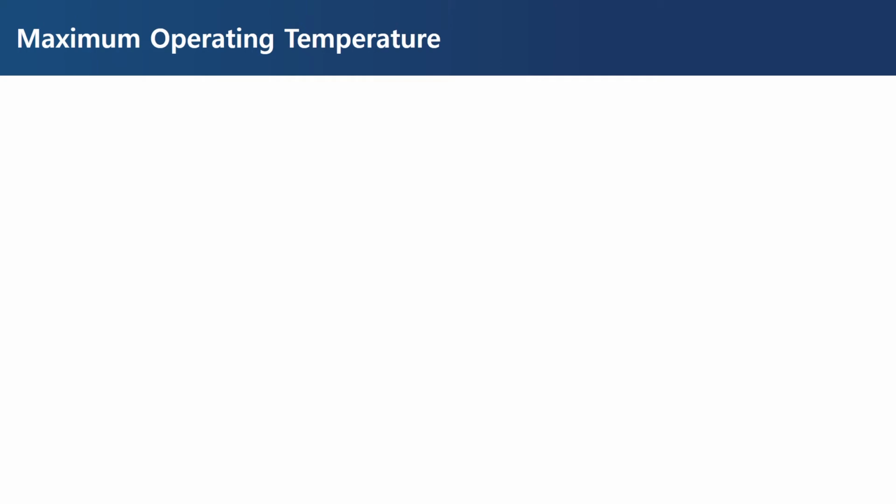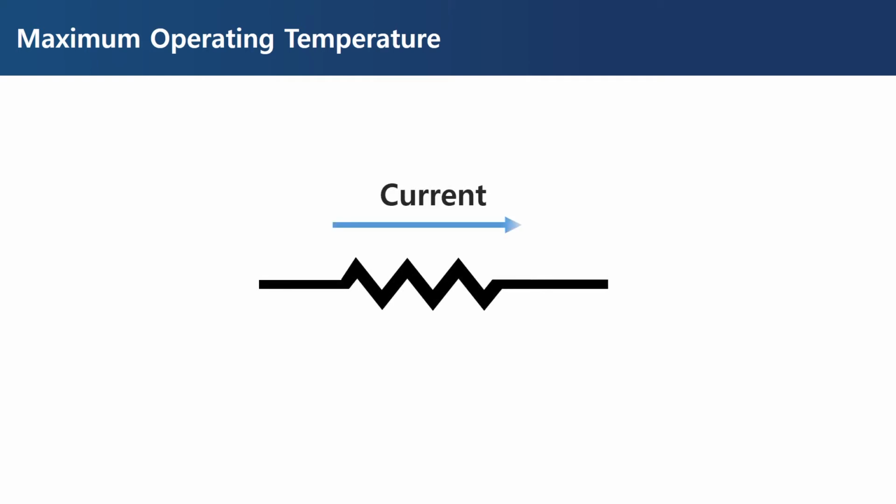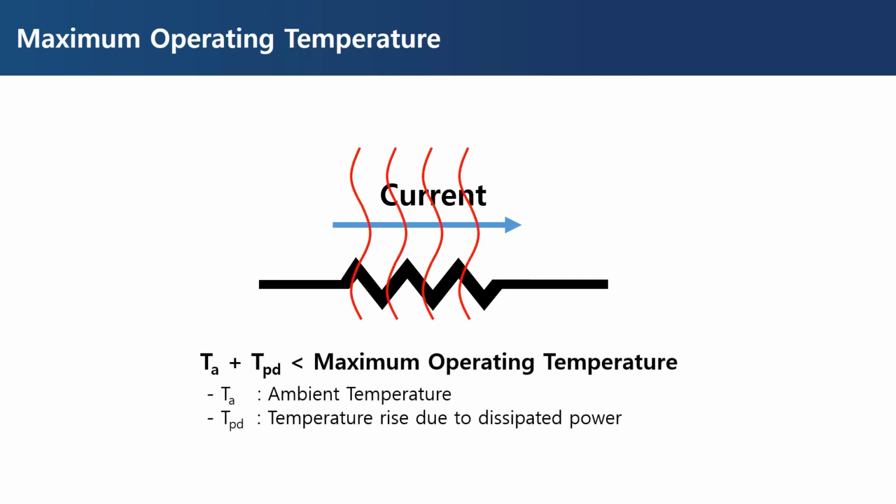Next is the maximum operating temperature. Maximum operating temperature is the maximum temperature at which the resistor can be used normally. When current flows through the resistor, heat is generated depending on the amount of power consumed. Therefore, the combined temperature of the ambient temperature, and the heat generated by the power must not exceed the maximum operating temperature.